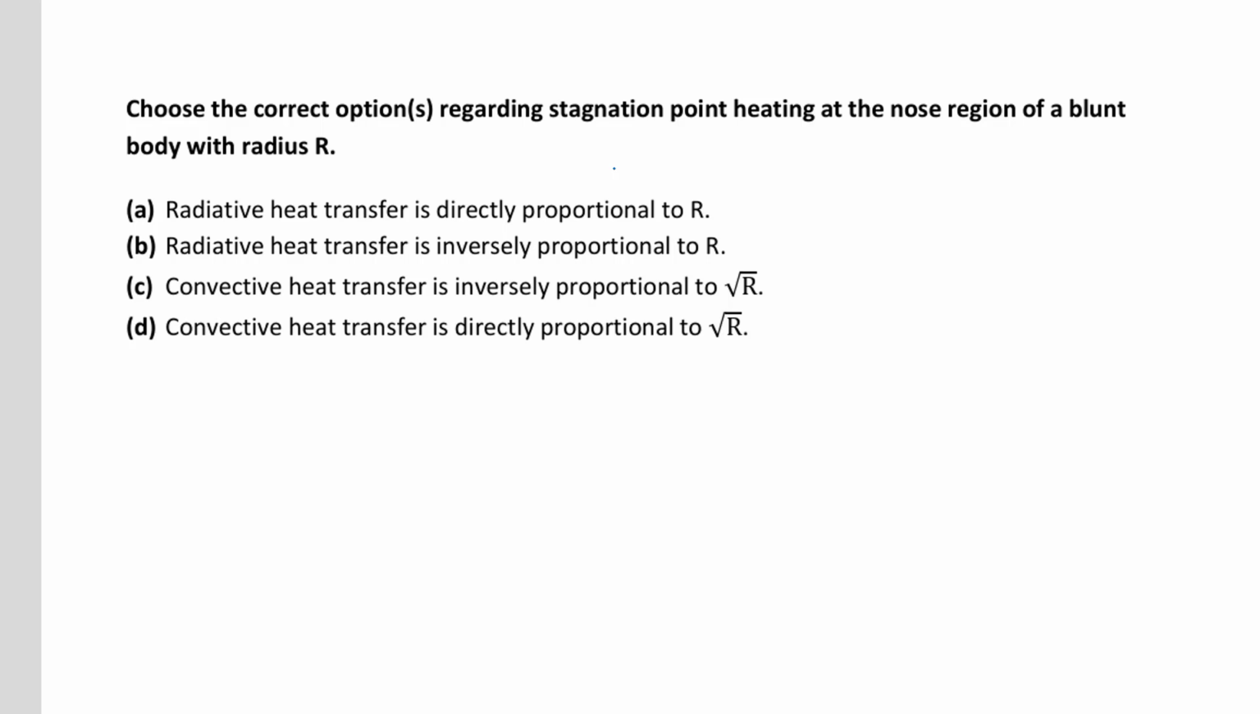Now we'll see the next problem. Choose the correct option or options regarding stagnation point heating at the nose region of a blunt body with radius r. Option A, radiative heat transfer is directly proportional to r. Option B, radiative heat transfer is inversely proportional to r.